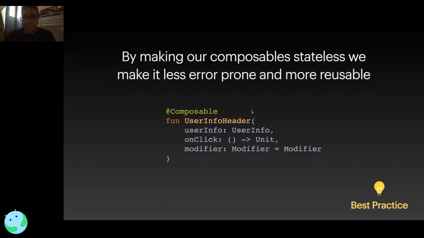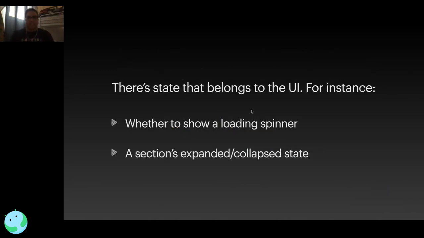There's state that belongs to the UI. Not all the state should be placed somewhere else; some belongs to a specific composable, for example, whether to show a loading spinner, or a section's collapsed state. That's some state that can live inside of a composable. As I said before, the state should live in the lowest common ancestor. So if you see that your state is only used on a composable and its children, it doesn't need to be above that composable in the tree.